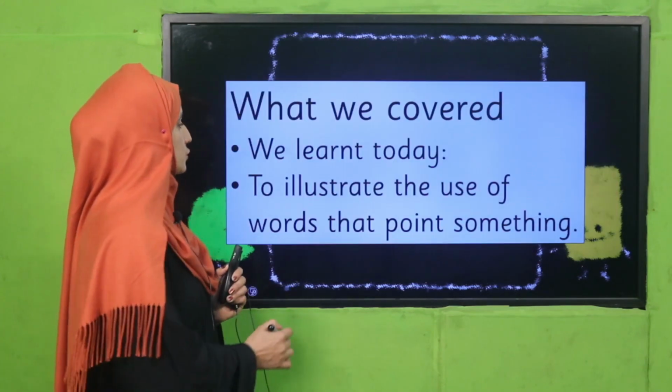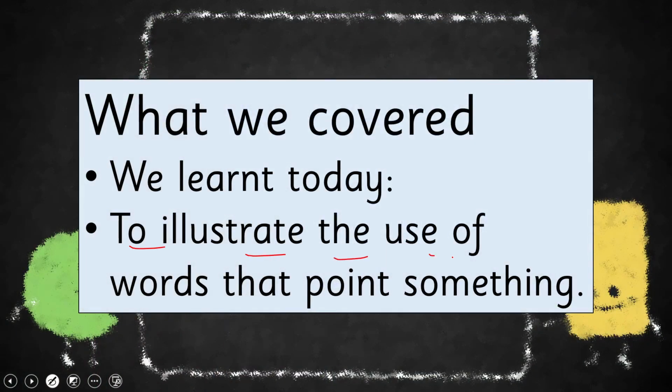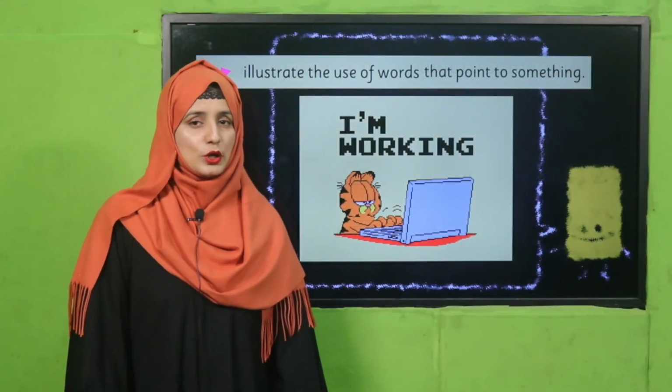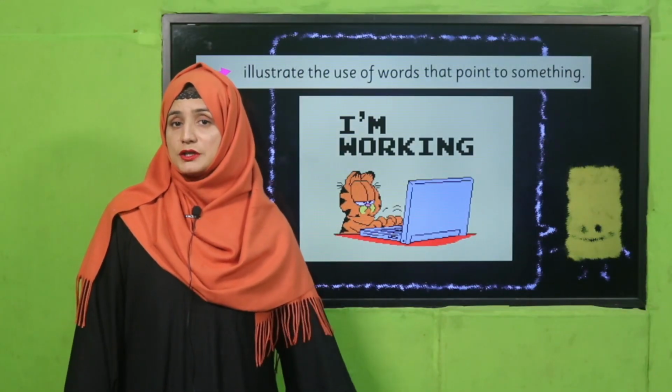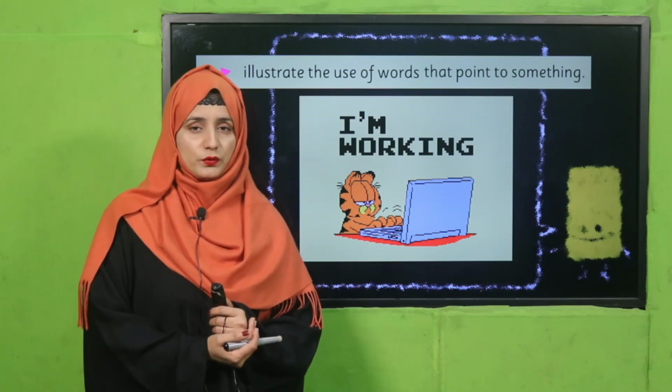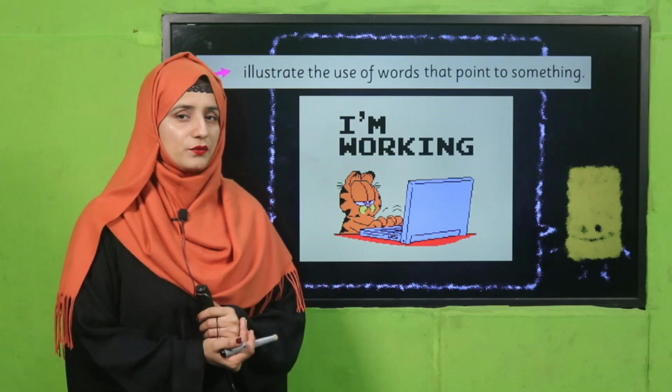So what we have learned today: we learned to illustrate the use of words that point to something. And in this way, we have covered this SLO. So my dear students, I hope you have enjoyed and you have understood how we can use different pointing words to point out different naming words.